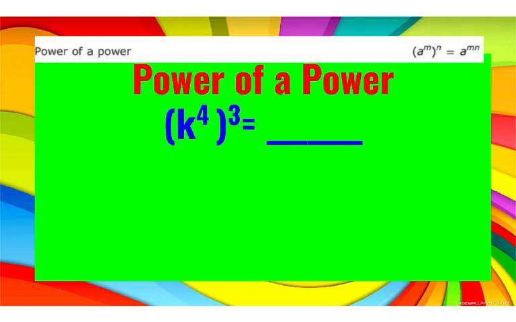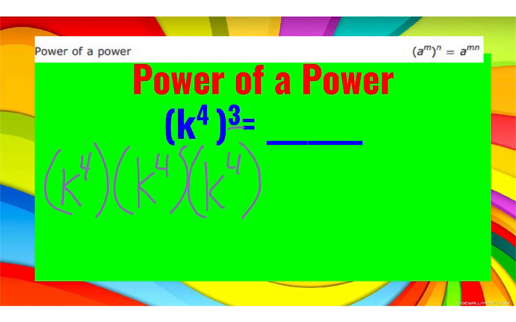Power of a power. Well, let's first see, what does this really mean? K to the 4th power, and then I'm raising all of that to the 3rd power. So here is my base, k to the 4th power. K to the 4th power, and I'm going to do that 3 times. So I'm going to have k to the 4th times k to the 4th times another k to the 4th.